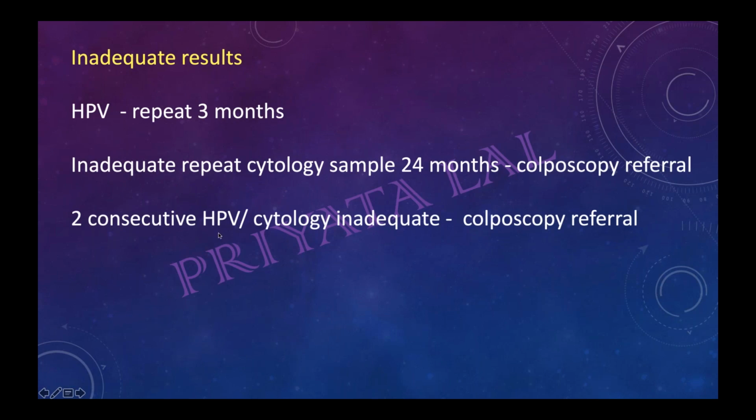If any two consecutive HPV samples are inadequate, or if any two consecutive cytology samples are inadequate, this is basically the same thing. So you have to refer the patient to colposcopy. So this part is important for part 2 people. HPV inadequate, repeat in 3 months time, and if 2 HPV inadequate and 2 cytology inadequate, this patient will require colposcopy referral. This is not that important for part 3, but for part 2 this can come as an SBA. So that is what you have to do if the HPV or the cytology is inadequate.